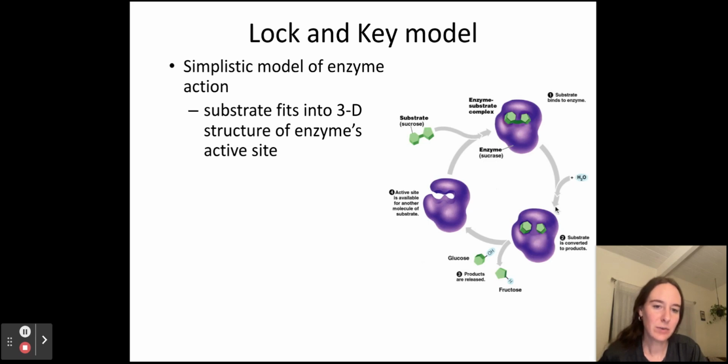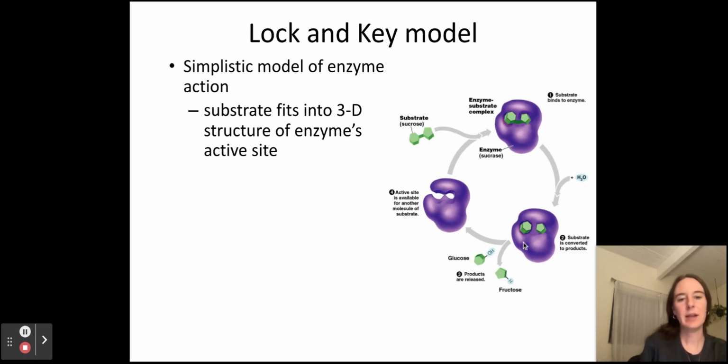Now, with the addition of water, we are now hydrolyzing the molecule. We're inputting water to break the bonds. Now we have converted the substrate into our products here. We've broken sucrose down into glucose and fructose, right? And then now the enzyme will release the products, and now we can add in another sucrose molecule.